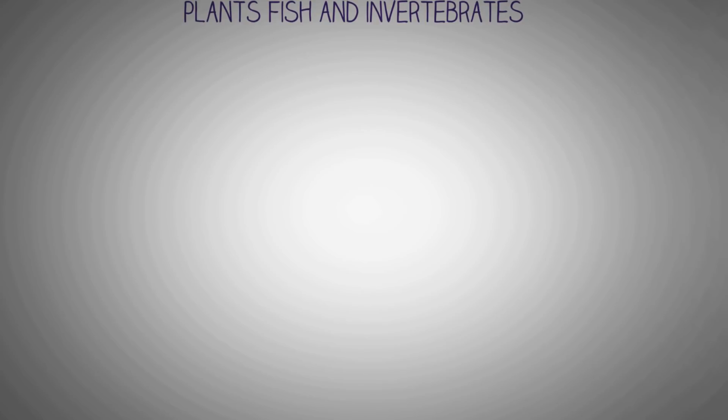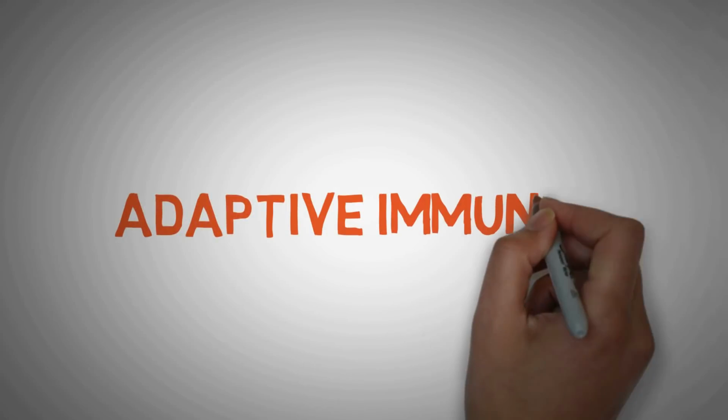So this was about the innate immune system, the type of immunity that is present since birth. It is non-specific and comparatively weaker as compared to our third line of defense, that is the adaptive immunity.